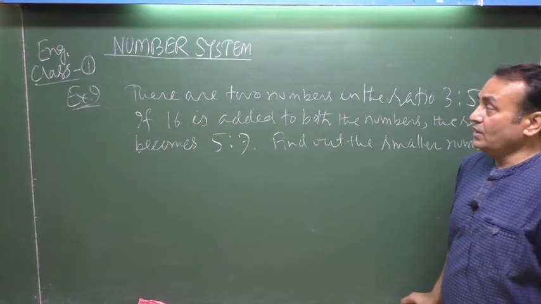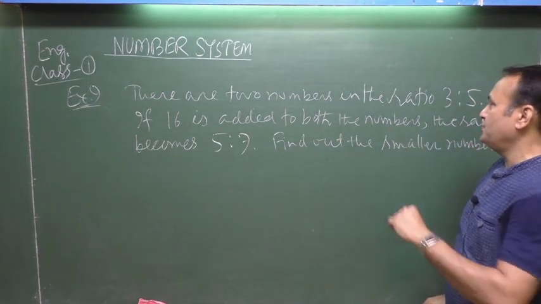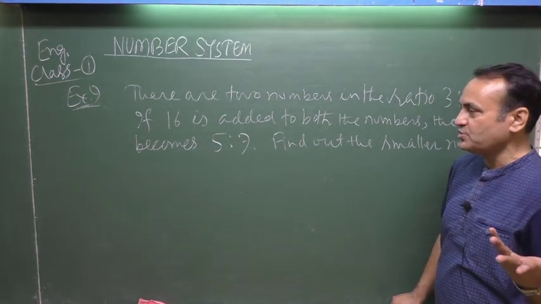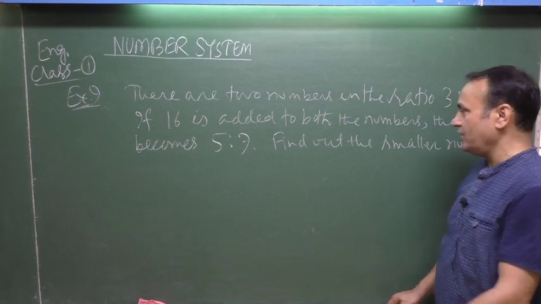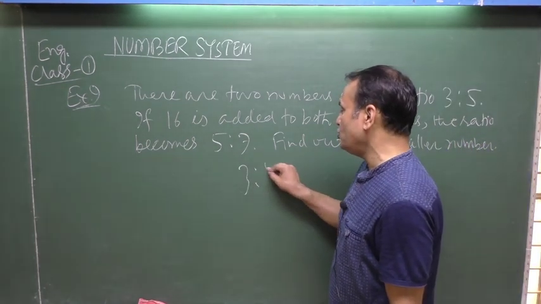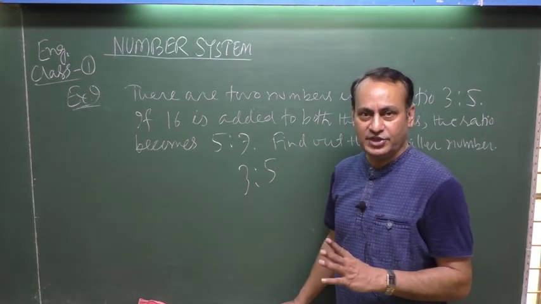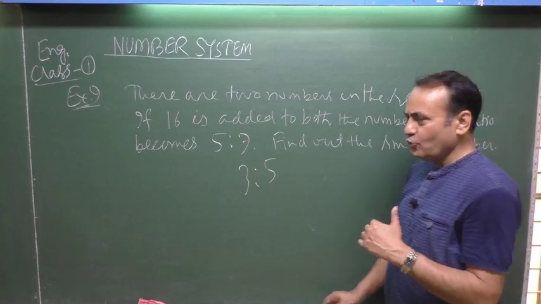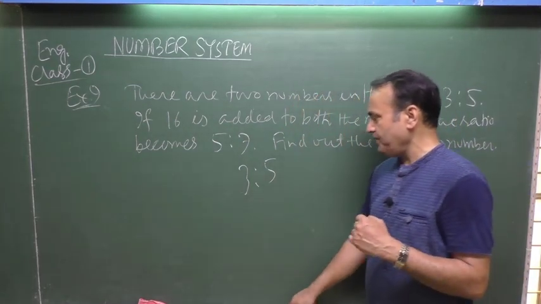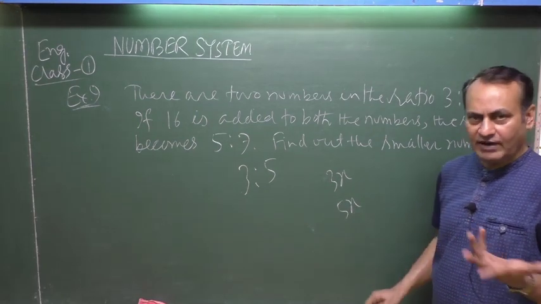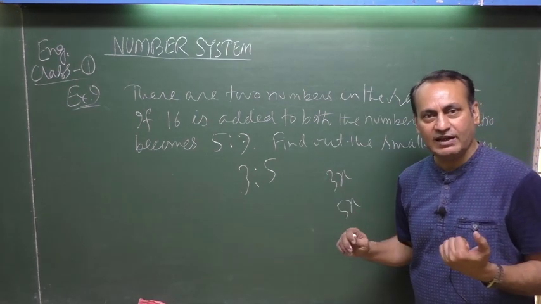See here. There are two numbers in the ratio 3:5. If 16 is added to both the numbers, the ratio becomes 5:7. Find out the smaller number. That means numbers are in the ratio 3:5. Firstly, I would like to go in basic method. Okay. That means one number is 3x, another is 5x.